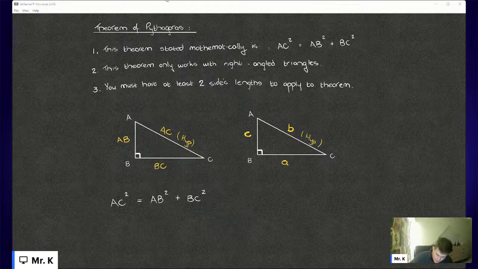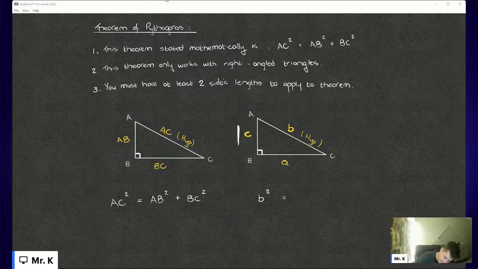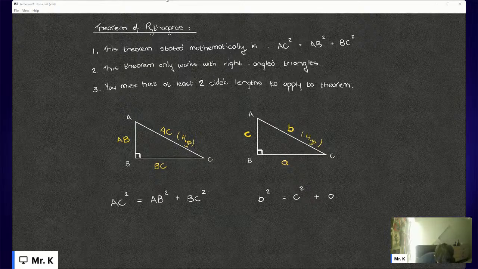Now, I have a second triangle over here where we have a slightly different naming convention. And this is where the alternate version of the theorem comes from. The longest side of my triangle is B over here, right? The hypotenuse. So we would say that side B squared is equal to the shorter side over here on the left, C squared plus A squared. It could be the other way around. If you wanted to write it as A squared plus C squared, that's completely okay.